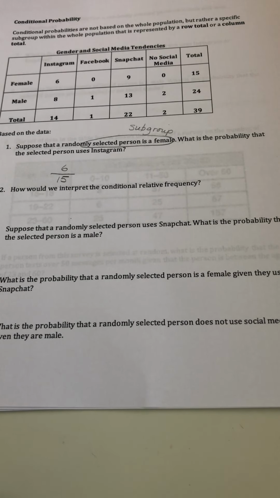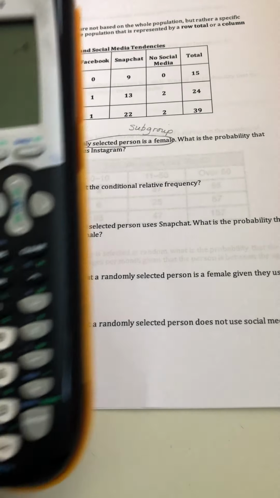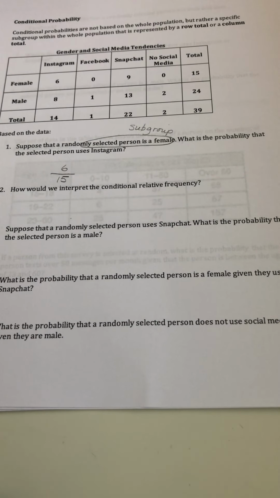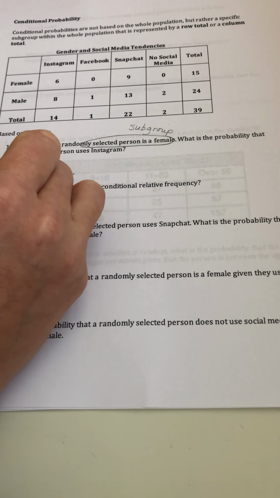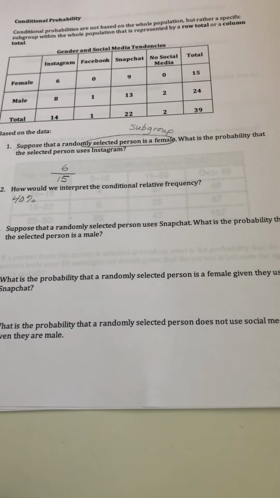How would we interpret the conditional relative frequency? Now when you're asked to interpret, it's best to convert that to a percent. So when we take 6 and divide it by 15, we get 0.4. And if we multiply it by 100, it is equivalent to 40%. So what does this 40% represent in the context of the question?